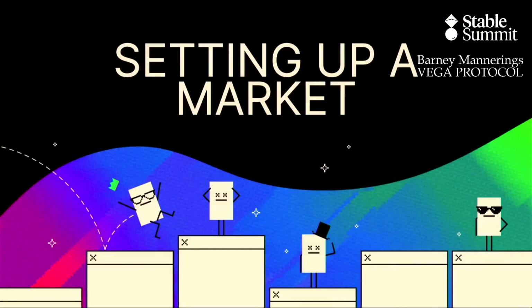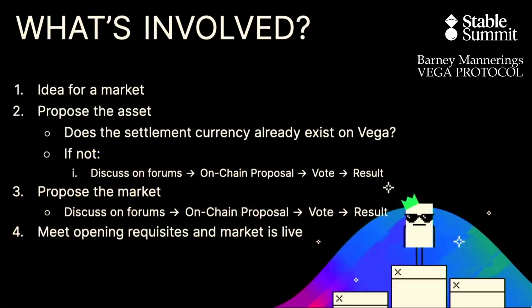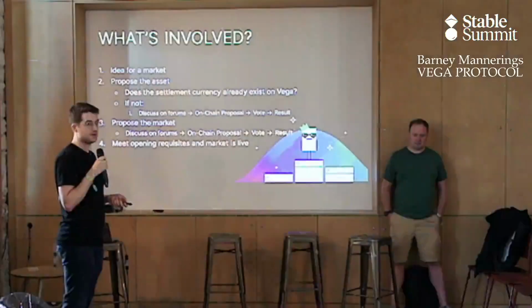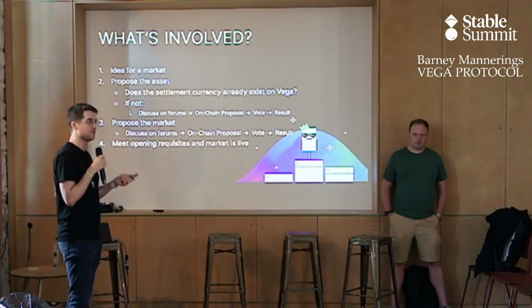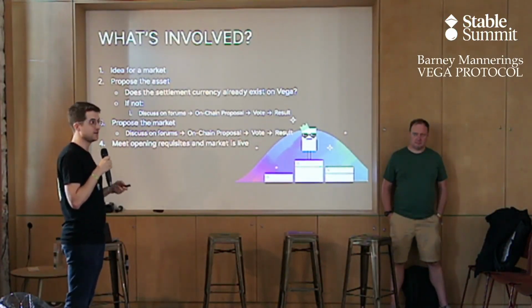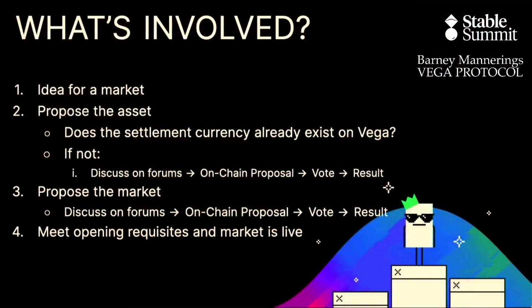So now that we've got that background, we can jump into setting up a market itself. There are a few steps that are involved. First off, you obviously need an idea for your market. This has to come from the community ultimately, but there's a few components that we'll run through of what that idea should include. Once you've got that idea, you need to propose your asset. If you're lucky and that asset already exists on the chain, then you're done with this step. If not, we'll run through what you've got to do.